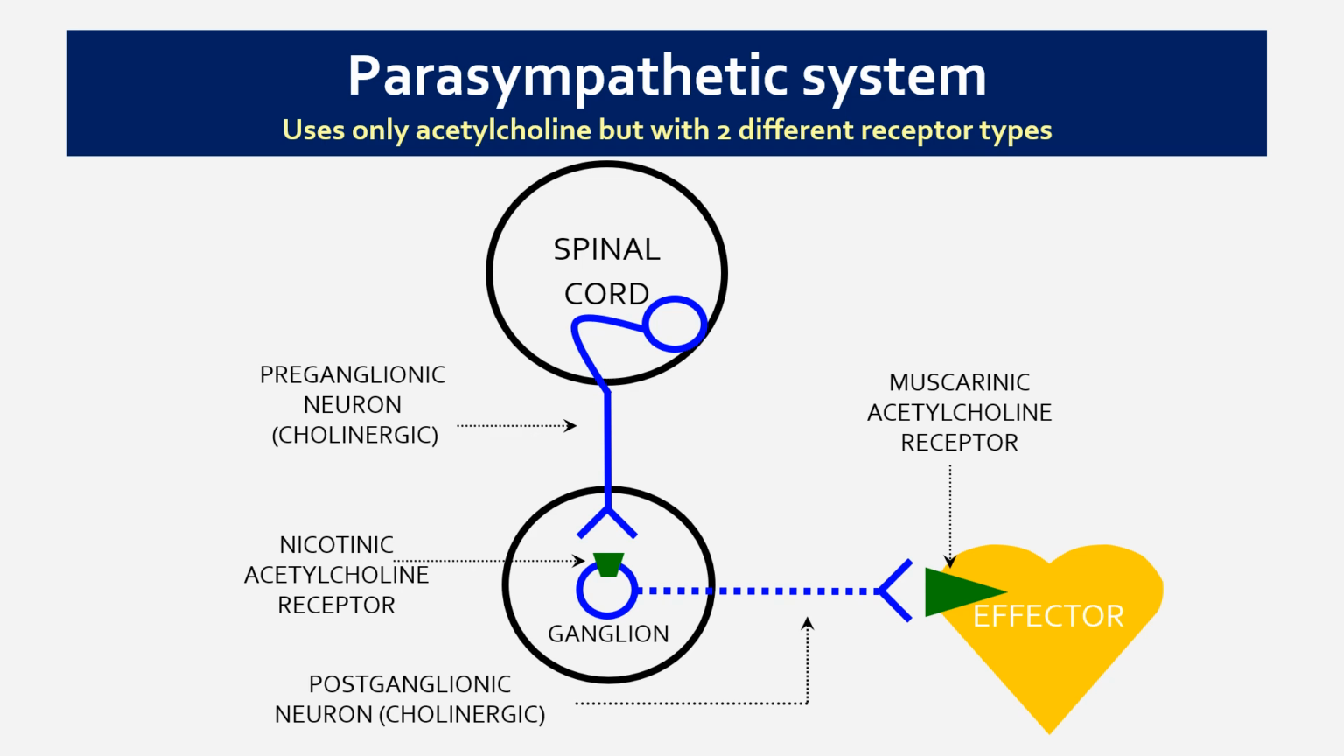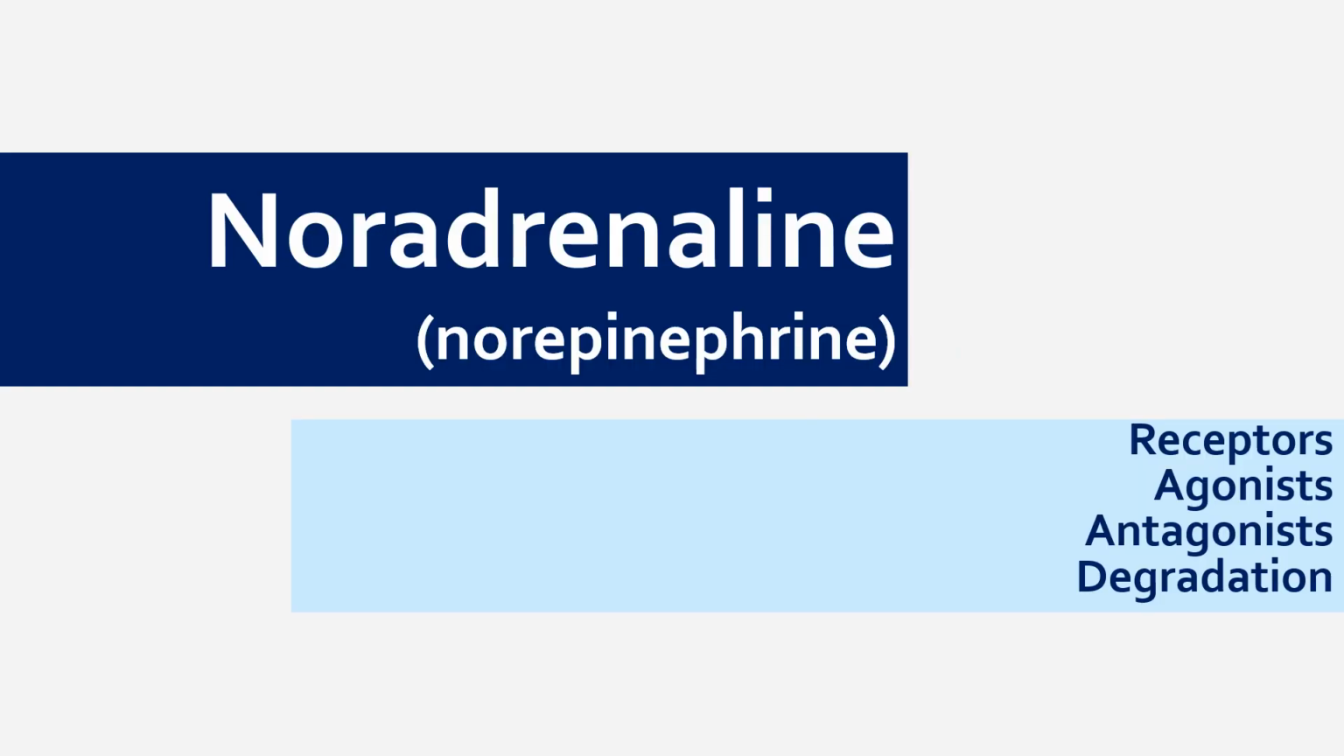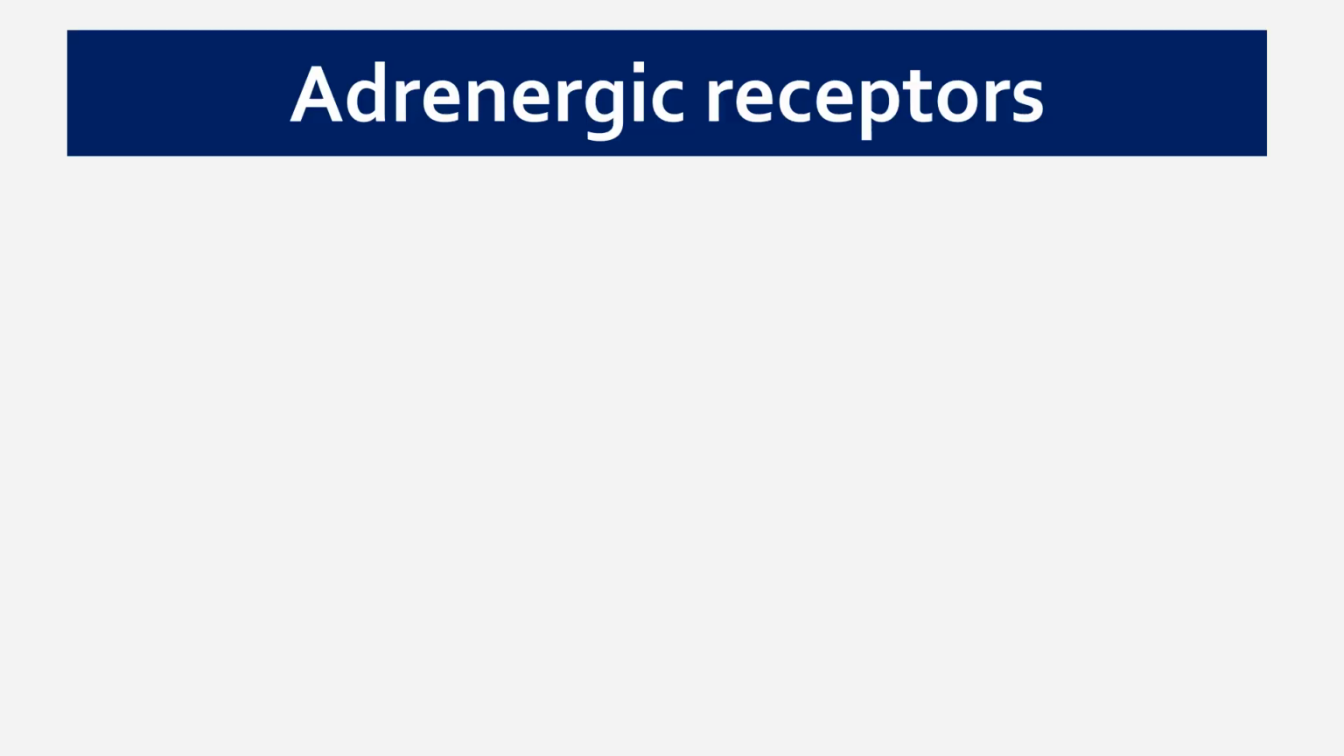Now, we talked in a previous video about how there are multiple different elements in the life and times of a neurotransmitter. We've got postsynaptic receptors, presynaptic receptors, degrading enzymes, neurotransmitter transporters, and the enzymes that synthesize the neurotransmitter in the first place. All of these can be drug targets, where we have medicines which interact with that particular system and affect the biology of the whole neurotransmitter system. We're just going to talk briefly about noradrenaline as an example of this. We're going to talk about the receptors, and there are also drugs that affect agonists, antagonists, and degradation.